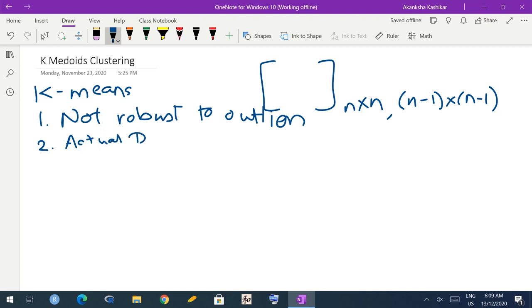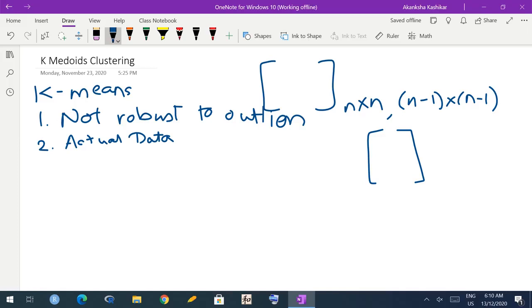What do I mean by that? You might recall that in hierarchical clustering, you can carry out hierarchical clustering even if you don't have actual data, even if you just have the distance matrix, right? However, in K-means clustering, because after every stage you are going to compute mean of the observations in that particular group, you need the actual data to compute mean.